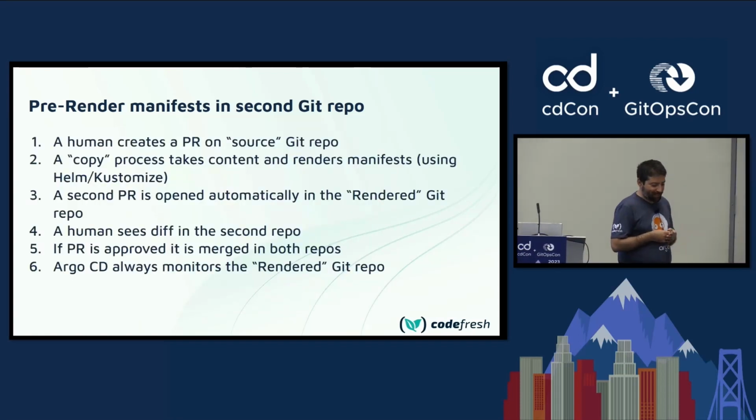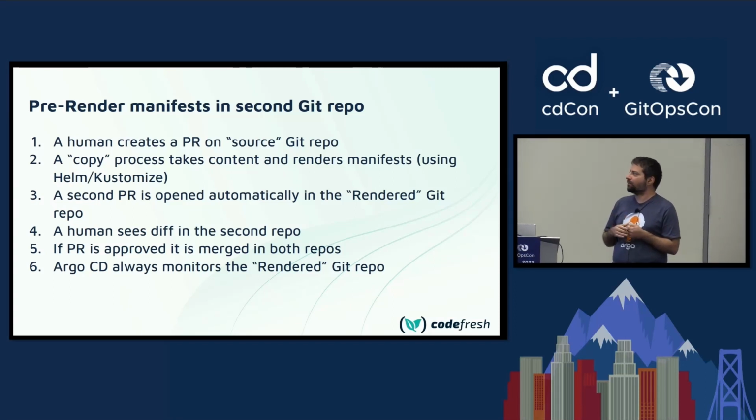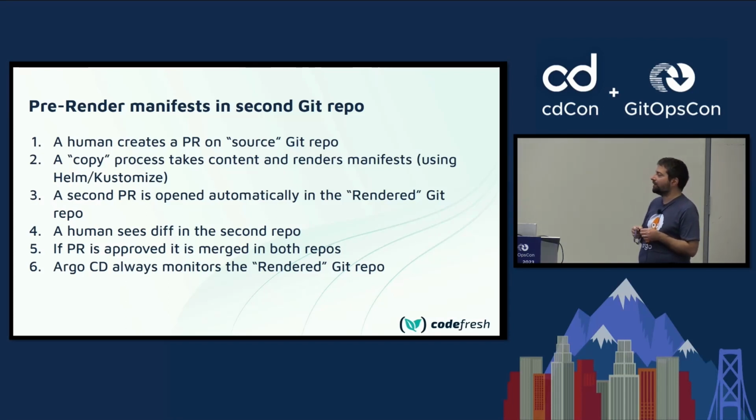Now, this might look simple in theory, but in practice, it needs also some other stuff. I, as a human, should only interact with the first Git repo, so I'm going to create a pull request there. But the diff I want to see, if you remember the previous slide, is on the final render manifest. So I also need a second pull request on the other Git repository. So how do you create this? Manually, or maybe your CI system does this for you.